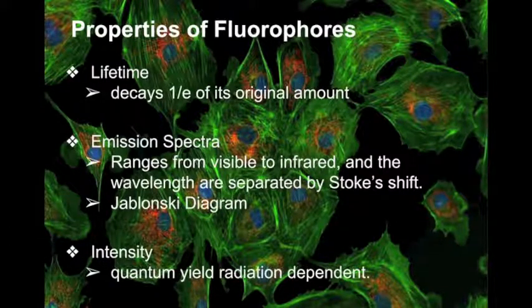Properties of fluorophores are lifetime, emission spectra, and intensity. The lifetime of a fluorophore decays exponentially at about 1/e of the original amount of excited molecules and absorbs energy between UV to visible light. This process emits fluorescence that has energy range between visible light and infrared in a matter of nanoseconds through emission, which is shown in a Jablonski diagram. The intensity of fluorescence depends on the quantum radiation yield of the fluorophore. In other words, how much an excited electron drops in energy level when it is relaxed.